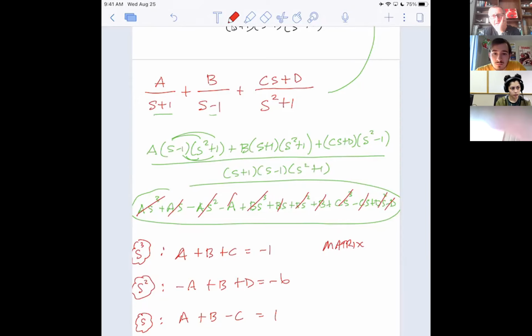Maybe I'll write this out for you. So there's 1A, 1B, 1C, no D's, and then -1. -1A, 1B, no C's, 1D, -6. 1A, 1B, -1C, no D's, and a 1. And then -1A, +1B, no C's, a -1D, and an 8. So there's my 4x5 matrix that I've got to type in.